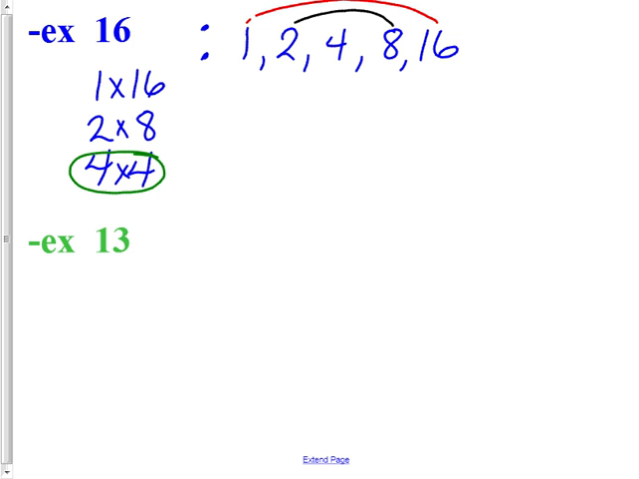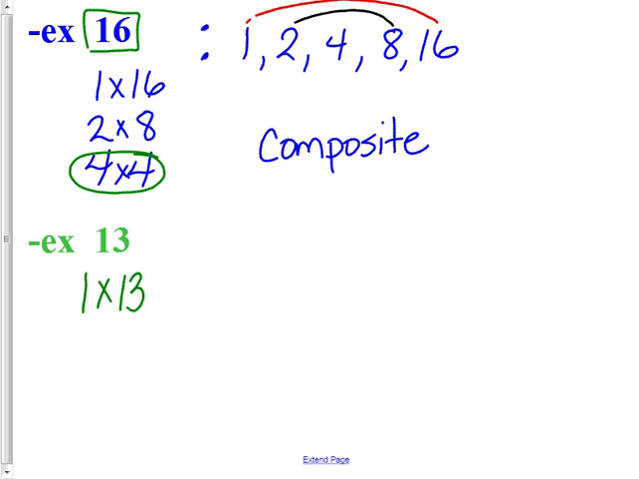Anytime you can multiply a number by itself, and that's a factor pair for a number, then the number that those are factors of is a perfect square. 16 is a perfect square. So those are our factors of 16. It has more than 2 factors, therefore it is a composite number. 13. The factors of 13 are 1 and 13, and that's it. So 13 is a prime number.